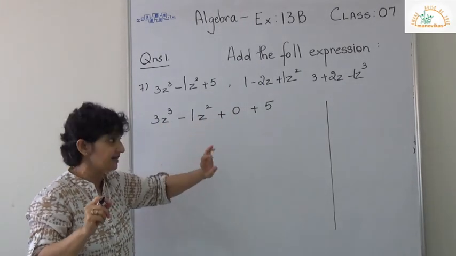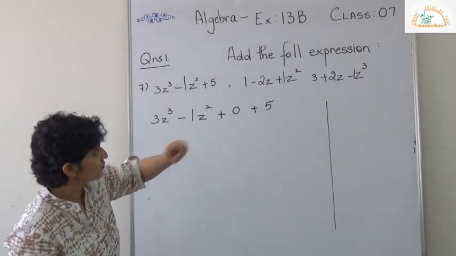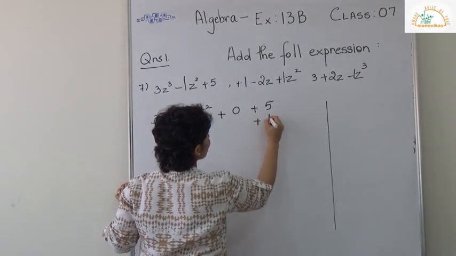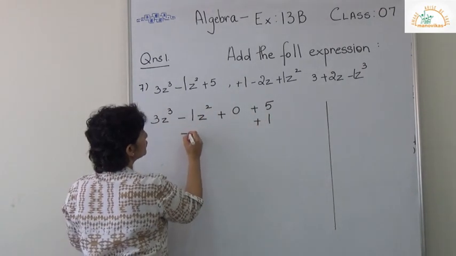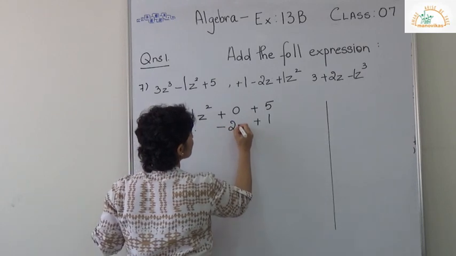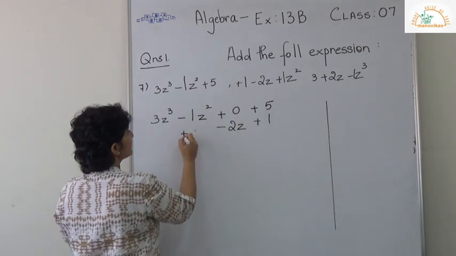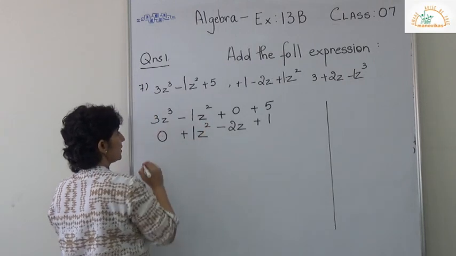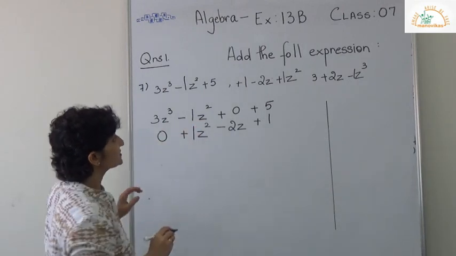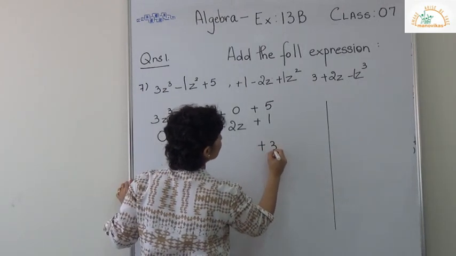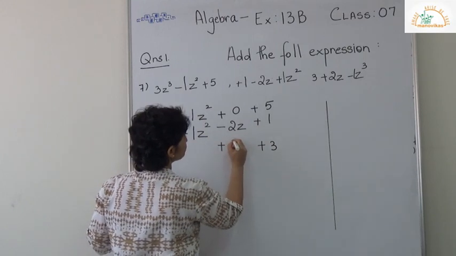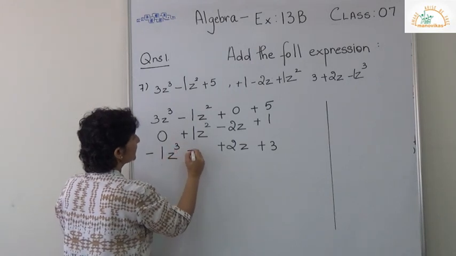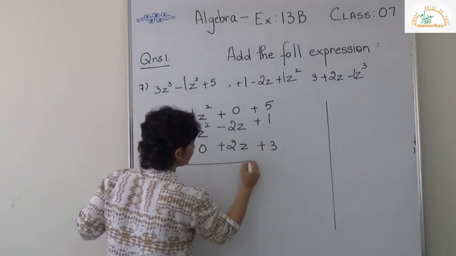3, 2, 1 will be z. It is not there. Plus 5. Let's move on to the next. It is 1. When there is nothing, I told you, plus. So plus 1 minus 2z. So minus 2z plus 1z square. There is nothing here, so I put a 0. Then comes 3. So plus 3 plus 2z minus 1z cube. Nothing here, so put a 0.